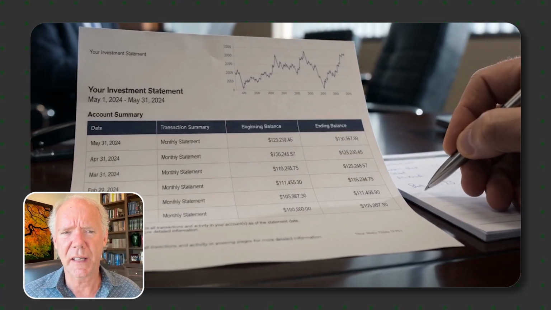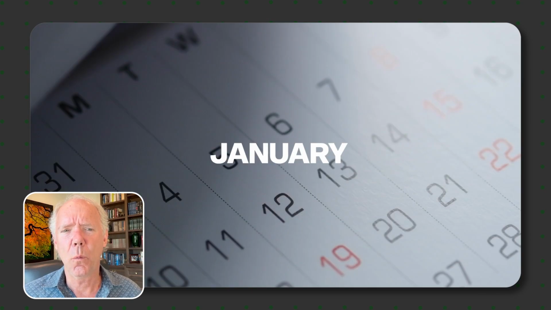Then look at the statement and see where you are year to date, your beginning balance January 1 and where you are now. Do the same thing, calculate where you stand for the year and compare that to the S&P 500. You can use other indexes if you have a bond or bond component or alts or other things, but you want to make sure that you're comfortable with how you're doing in your account.